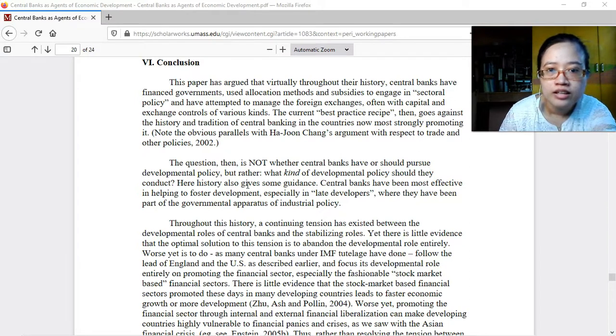Okay? The question is not whether central banks have or should pursue development policy, but rather what kind of developmental policy they should conduct. Here, history gives some guidance. Central banks have been most effective in helping to foster development, especially in late developers, where they have been part of the governmental apparatus of industrial policy. Okay.